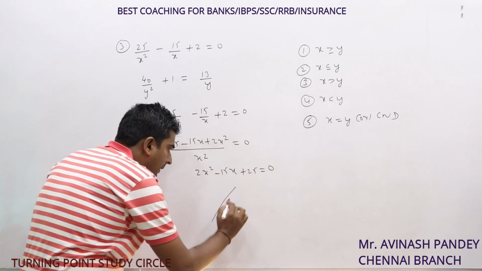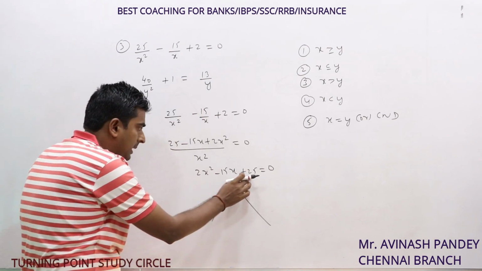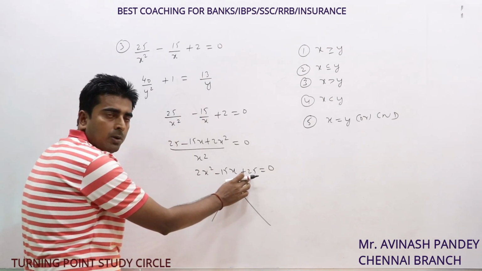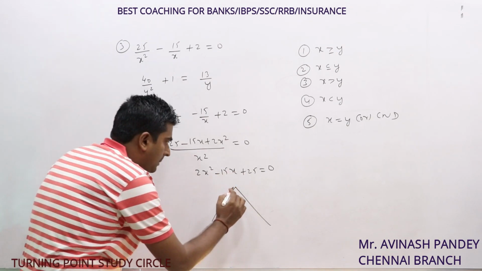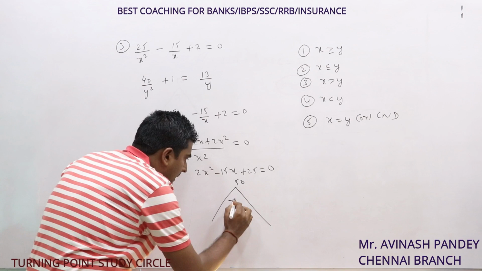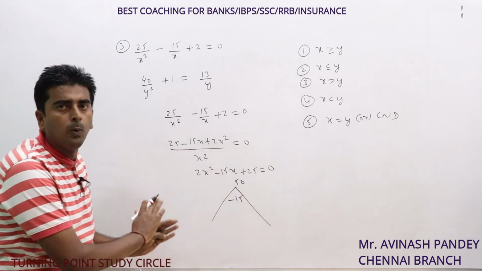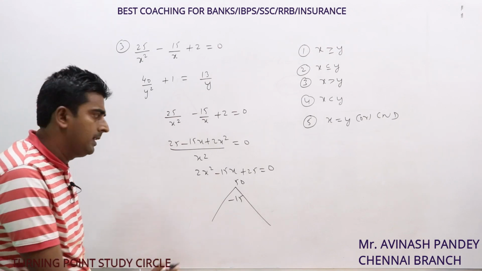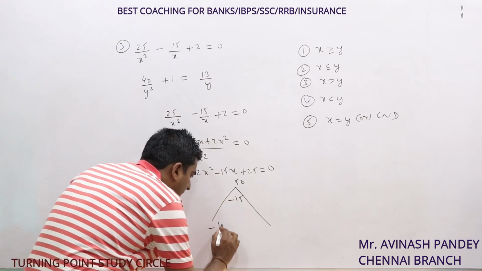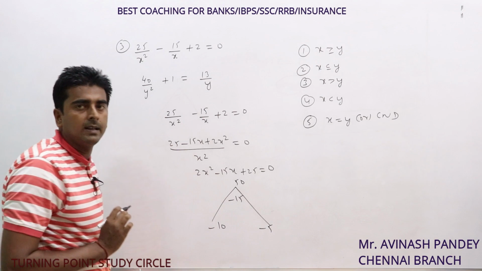Now as usual we need to find the triangle here, right? So when you multiply, the constant value is plus 25 and the coefficient of x square is plus 2, so plus 2 into plus 25 is plus 50. I'm writing here, and there it is minus 15. Now what can be the two numbers? Factorization method is also there, but I hope you know the table. So directly you can say it is minus 10 and minus 5.